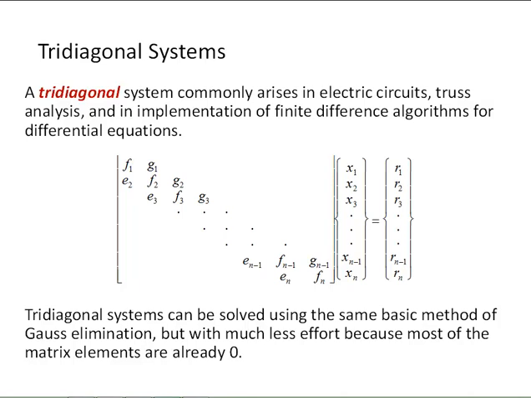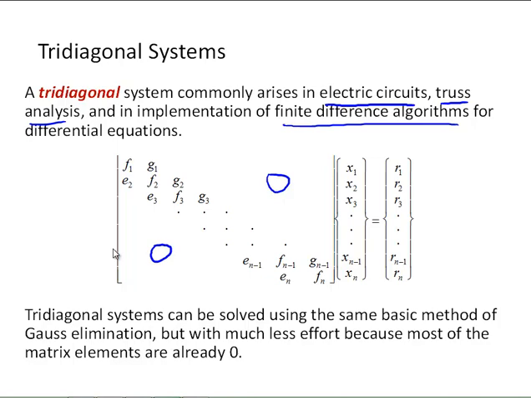One special case for Gauss elimination is with tridiagonal systems. Notice a tridiagonal system is a banded matrix with elements only on the diagonal and the first off diagonal on either side. And these systems actually arise quite often in analyzing electric circuits and looking at trusses and in implementation of finite difference algorithms for differential equations. All of these are areas I talked about earlier where we will commonly encounter linear systems. So again, we have 3 diagonals in a tridiagonal banded matrix, and the rest are all zeros.